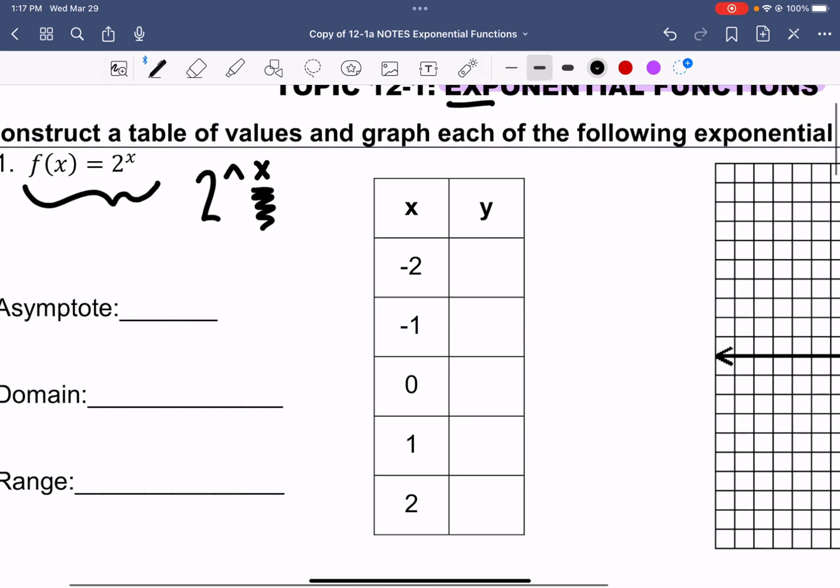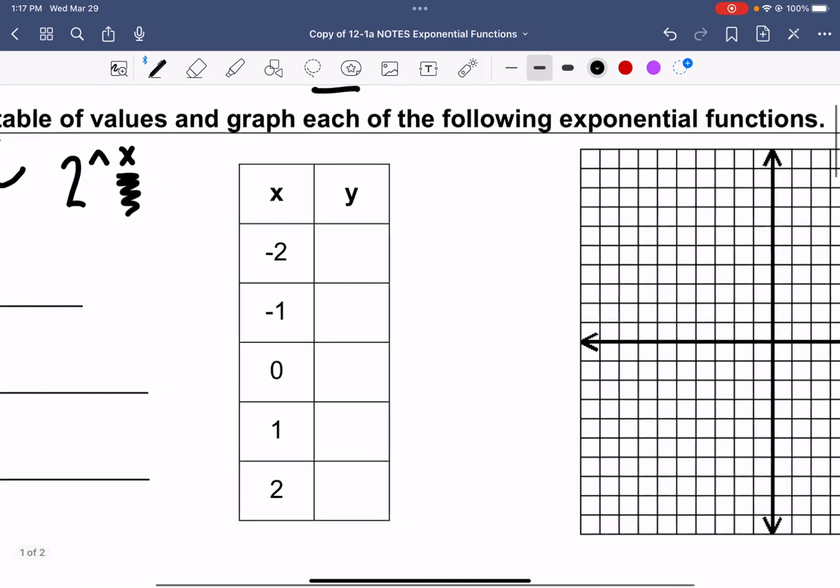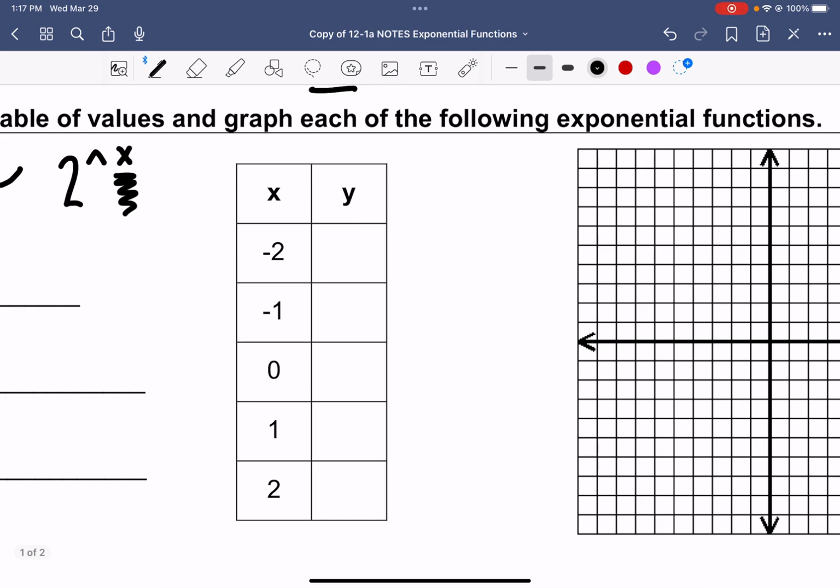Okay, so we're going to graph this, and then I want you to fill in this table. Once you get your graph, you're going to fill in the table, and remember how we get our table is Control T. When we press Control T and we fill in this table of ours, -2 has a y value of 0.25, -1 has a 0.5, 0 has a 1, 1 has a 2, and 2 has a 4.